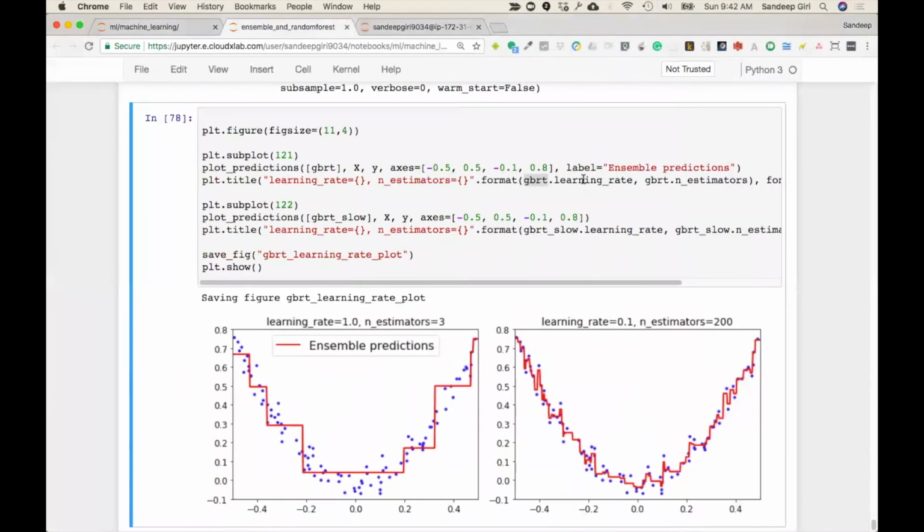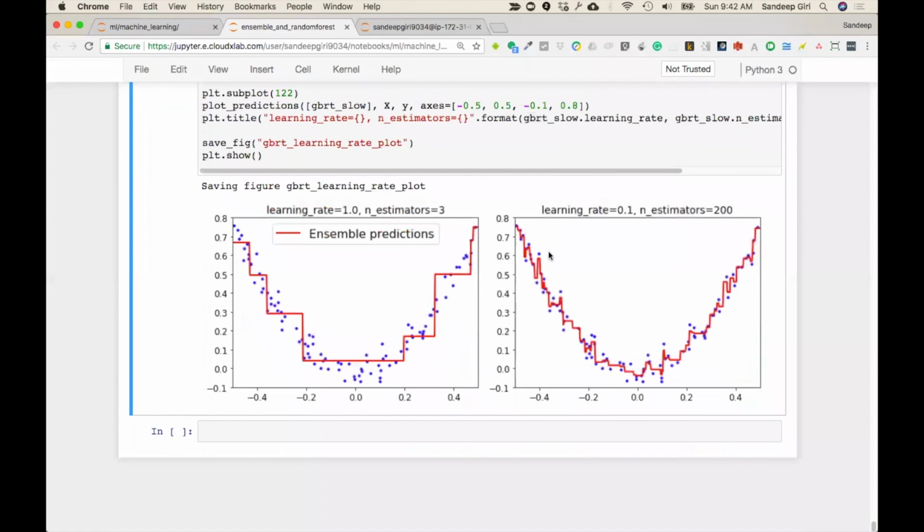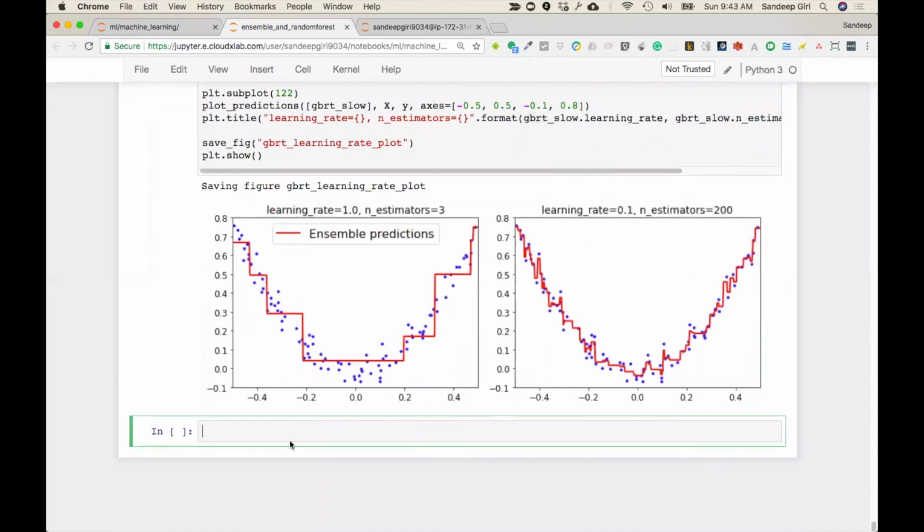All right, so that's pretty much with respect to ensemble and random forest. So should we move on to the next topic? A question from Gopi: instead of specifying the number of estimators manually, we have optimized and used the n best estimators. Okay, yes.